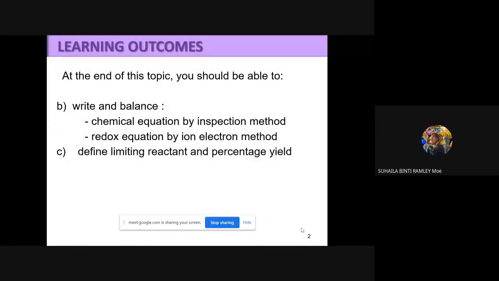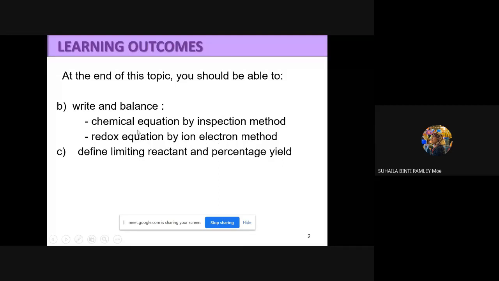Okay, lupa on mic. Ada two types of equation. So we have chemical equation. For today we are going to balance chemical equation by using one method we call the inspection method, and the second is redox equation, by using the ion electron method.